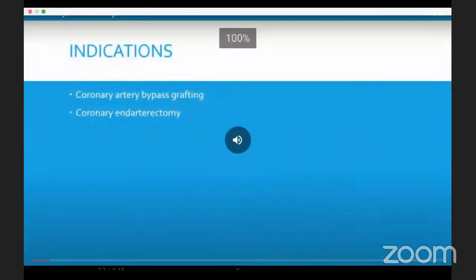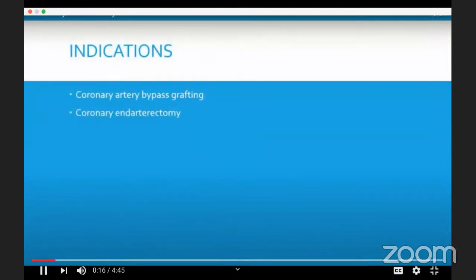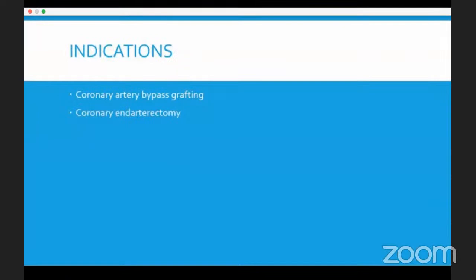Coronary arteriotomy is primarily utilized for coronary artery bypass grafting, or less frequently, coronary endarterectomy. Coronary artery bypass grafting remains one of the most commonly performed surgeries in the United States, making mastery of this ubiquitous technique essential for a cardiothoracic surgeon.